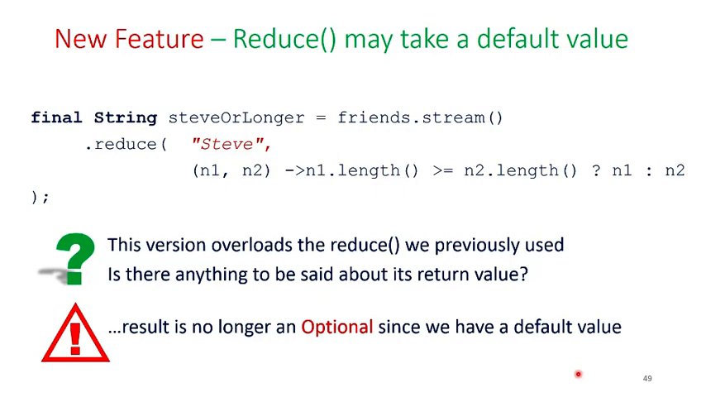You will notice that Steve, the variable that we define here to hold our result, is no longer an optional string. It's a string. Yeah, well, it makes sense, right?